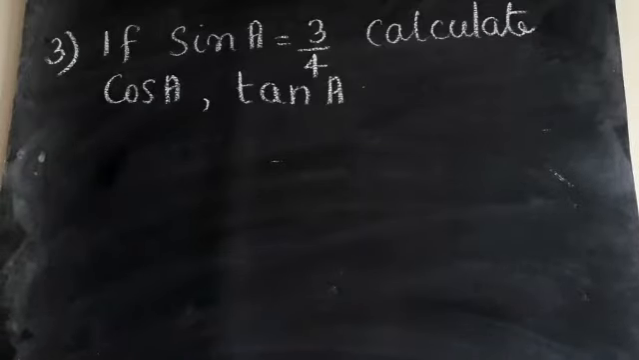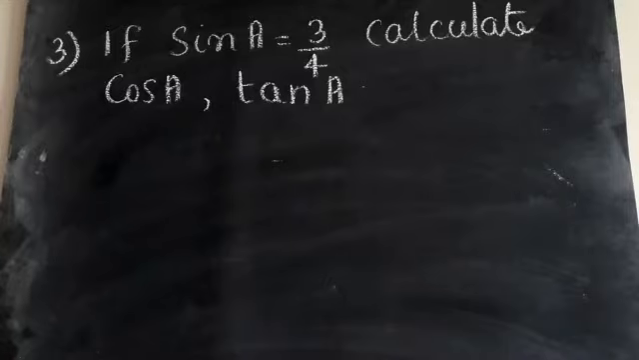Third question, if sine A is equal to 3 by 4, calculate cos A and tan A. Again, sine A is given. Sine A is equal to what is that? 3 by 4. So first you draw a right triangle.